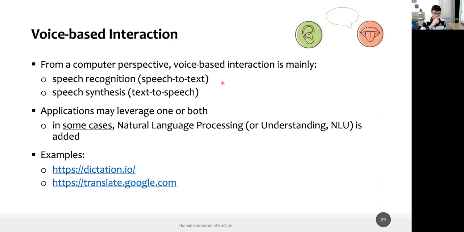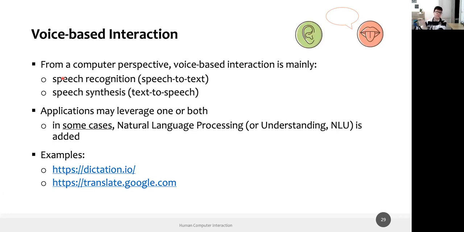So obviously not everything that is voice-based or speech-based is related to this kind of complexity like Alexa and so on, but you can also have simple things like the one in the car. And from a computer perspective, you have two main components when you're speaking about voice-based interaction, or speech-based interaction more correctly. You have for sure a first moment that is the speech recognition, so taking the speech from the user and transcribing it in text.